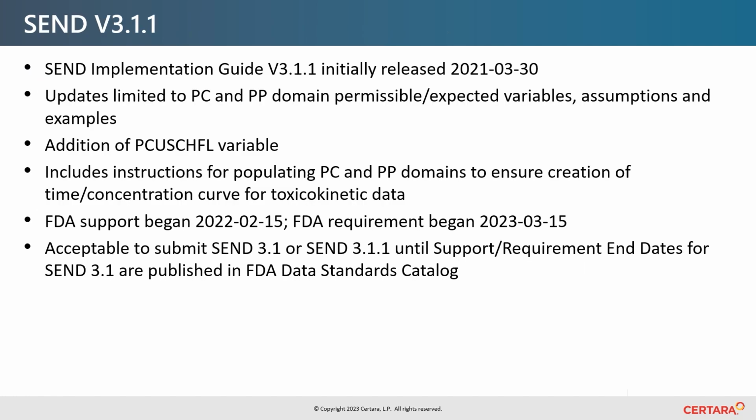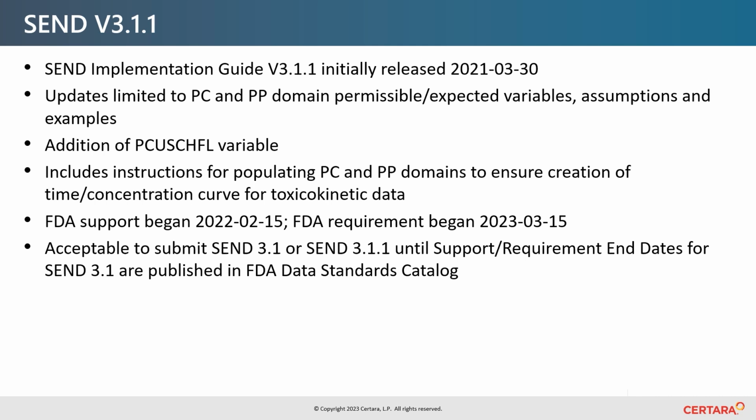SENDIG version 3.1.1 was originally released in March of 2021 and primarily covers changes to the pharmacokinetic concentration and pharmacokinetic parameter domains, or the PC and PP domains, to ensure that creation of time concentration curves could be done by FDA using the data from these two domains. To support this, there are changes to variable permissibility, assumptions, and examples, including cross-domain examples, to make it clear what data is expected to be populated in order for the data to be used as intended.